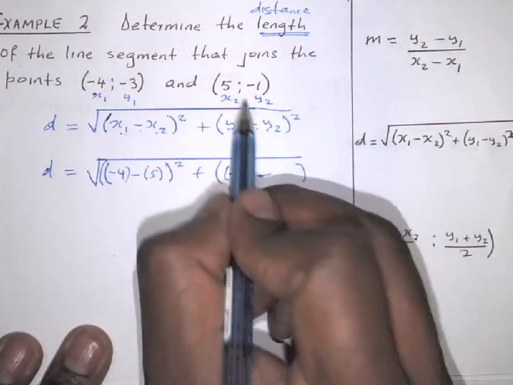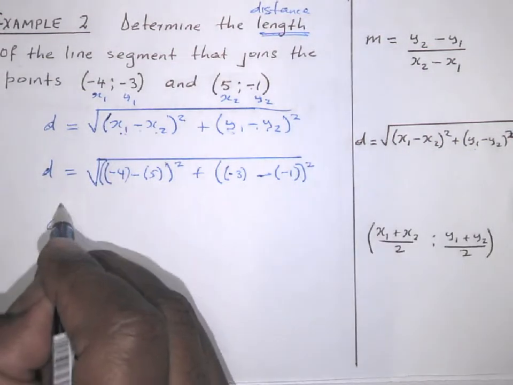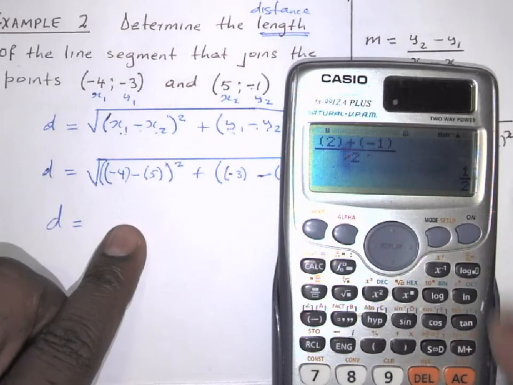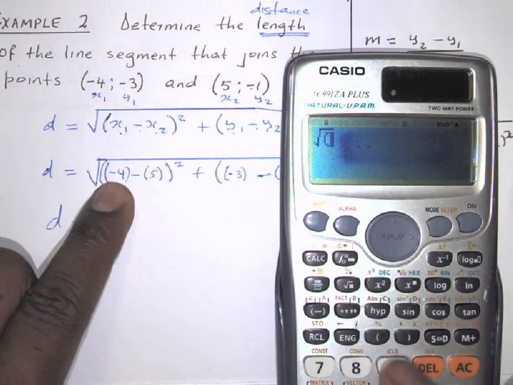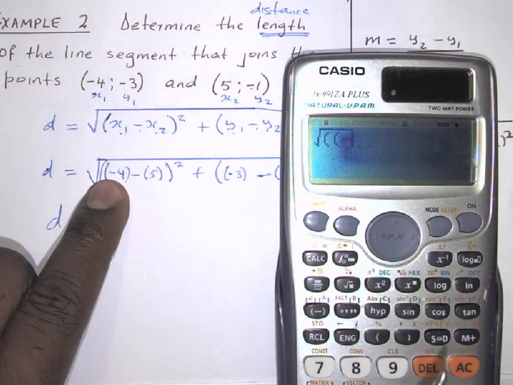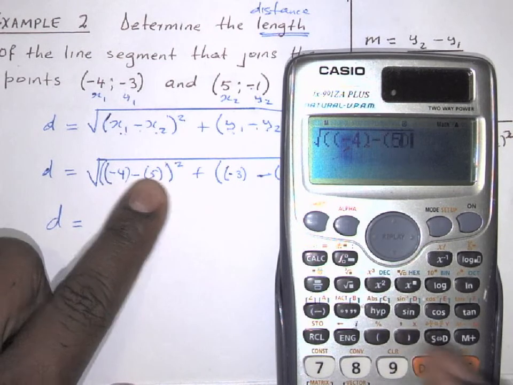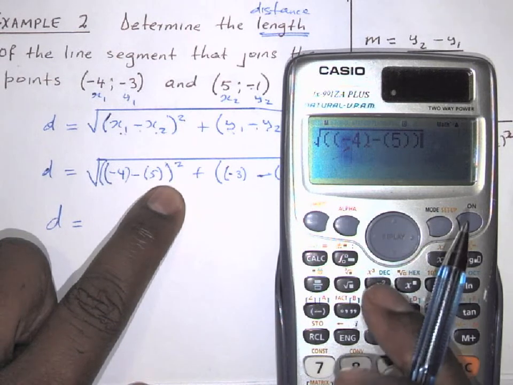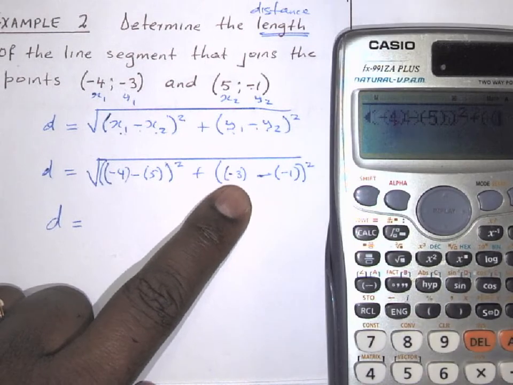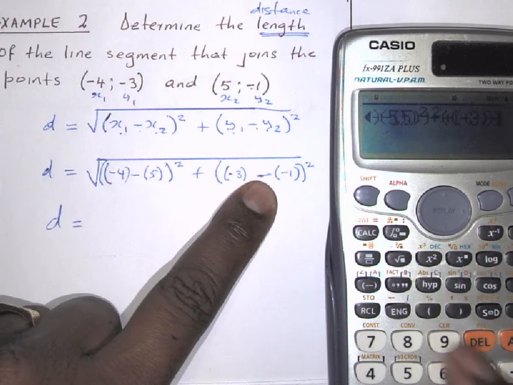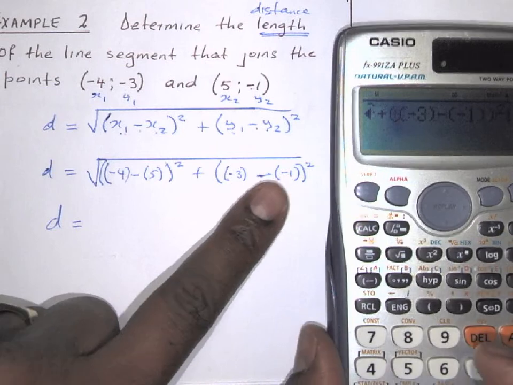If I plug it in the calculator, it's a square root, then I've got open bracket and open another one, this is a minus 4, I close, then minus, then 5, then I must close this one, then I say squared, then plus, then I open, minus 3, I close, minus, bracket, minus 1, then I close, then squared. There we go. And then the answer is square root of 85. Done. Let's look at the last example.